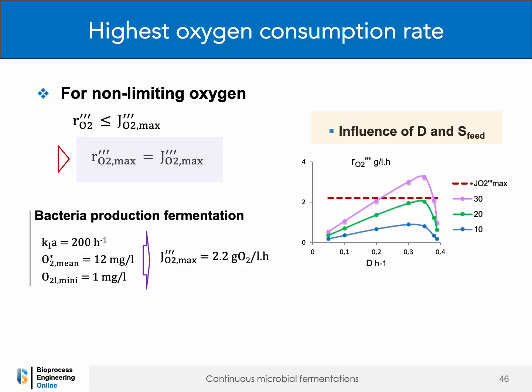For feed sugar concentrations up to 20 grams per liter, the volumetric oxygen consumption rate remains lower than J_O2 max over the entire range of dilution rates considered. At higher feed sugar concentrations, however, the theoretical oxygen consumption rate exceeds the maximum oxygen transfer rate at intermediate and high dilution rates. Such operating conditions are therefore not feasible, as oxygen transfer becomes the limiting factor.